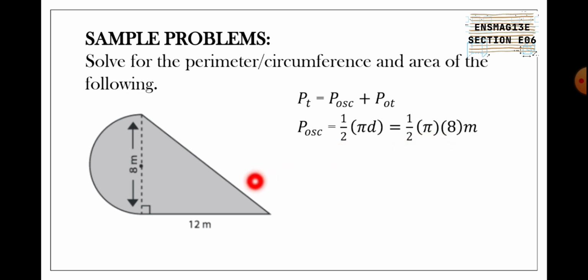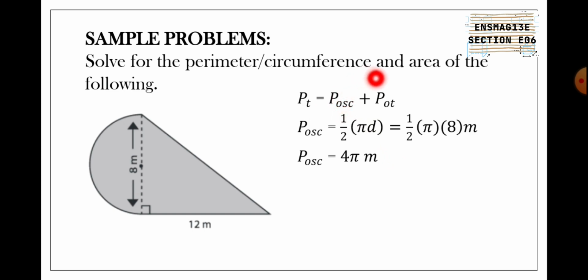You might be asking, sir, how sure are we that the 8 is the diameter? What if this is just a segment of a circle? Here in your figure, you have the dot. The dot in your semicircle refers to the center of your circle. So, because of the dot, we are sure that this is a semicircle with a diameter of 8 meters. Now, the total value of your POSC is equal to 4 pi meters. So, we already have the first part of your perimeter.